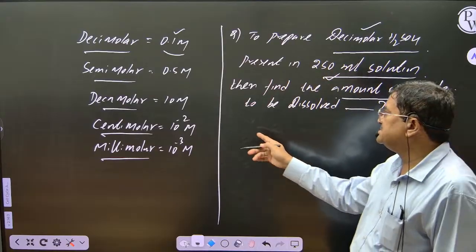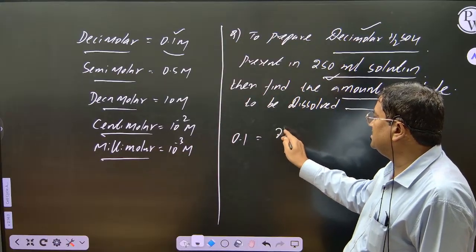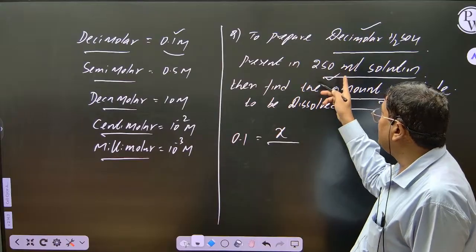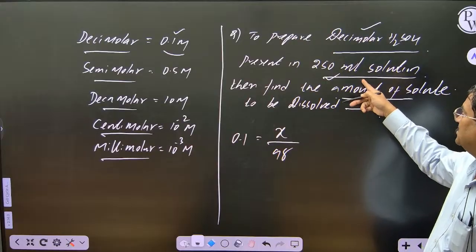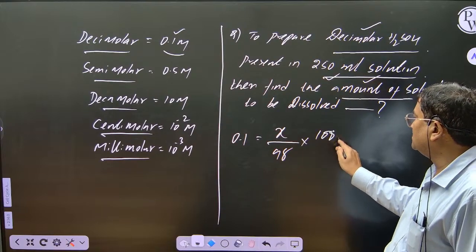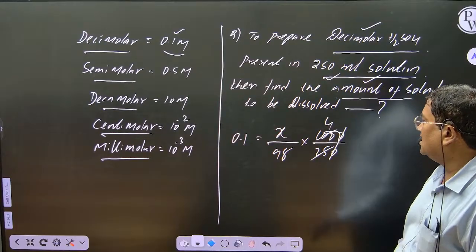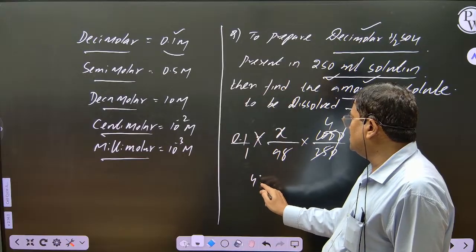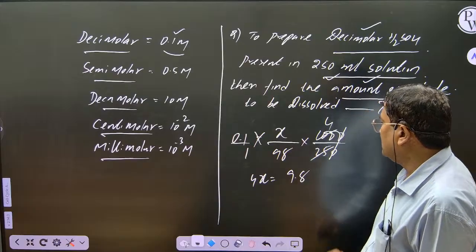So what did we study in molarity? Direct substitution. Deci is 0.1. The mass of solute we don't know, so assume it as X, divided by the molar mass of sulfuric acid, which is 98, into the volume of solution we want to prepare, 250. Here convert the 250 into liter: 250 upon 1000, this will be 1 by 4. Now find the X value. 4X is equal to 98 into 0.1, that comes to 9.8.